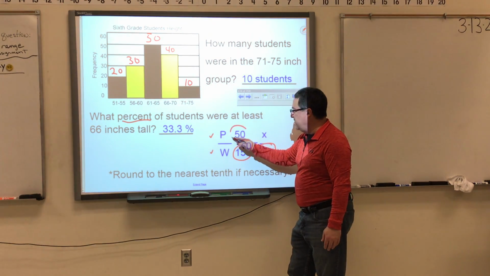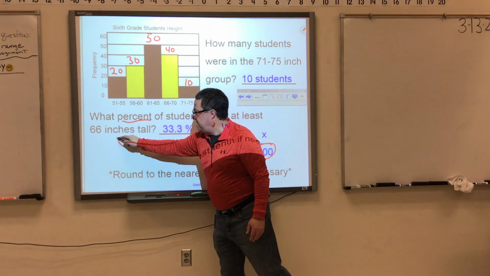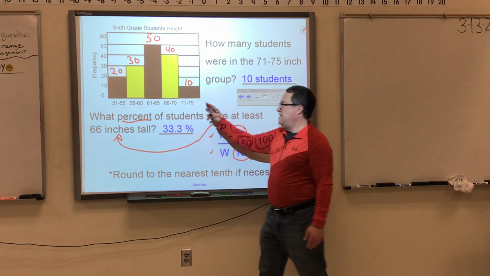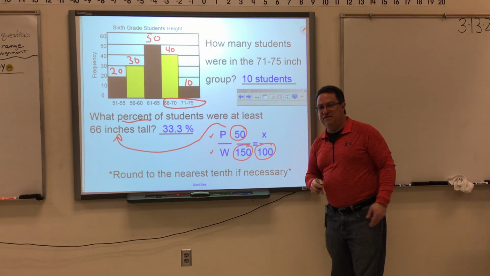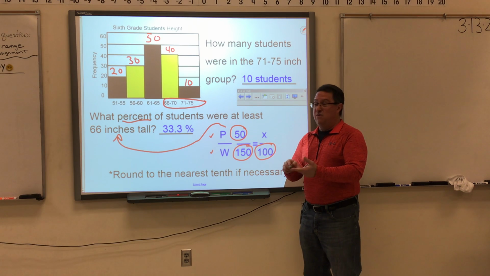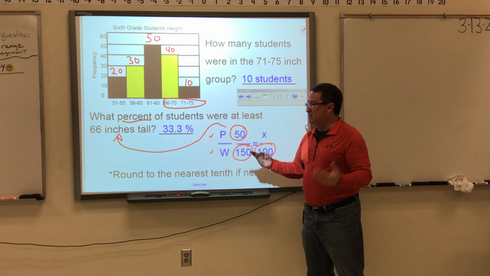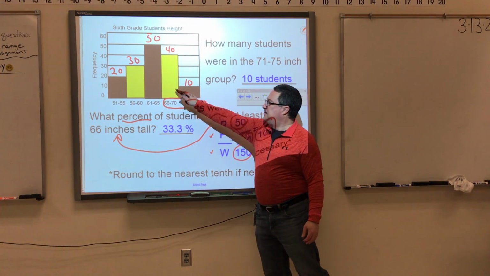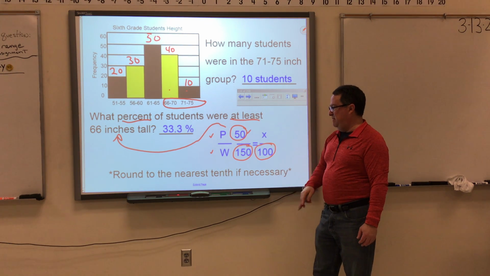The portion that I'm looking for are the percent of students that are at least 66 inches tall. Here are the ones that are at least 66 inches tall. Now you've got to remember back to when we talked about at most, at least, all or nothing. Remember when we did this, these are students that are at least 66 inches. So that's 40 plus 10. That's where I got my 50 from.